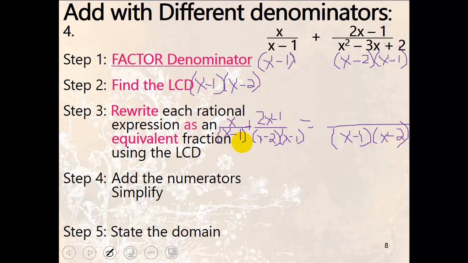Okay, so let's look at this first one. What do I have to multiply x minus 1 by to get x minus 1 times x minus 2? I need this x minus 2, right? I need this. So I have to multiply my numerator by that. So I have x times x minus 2 plus 2x minus 1 minus 1.